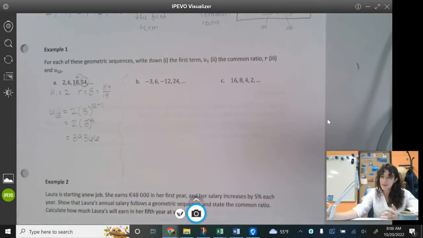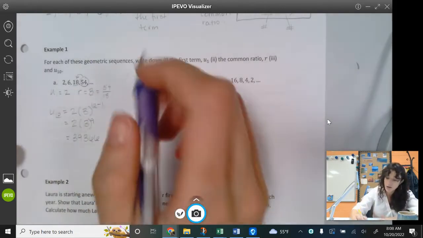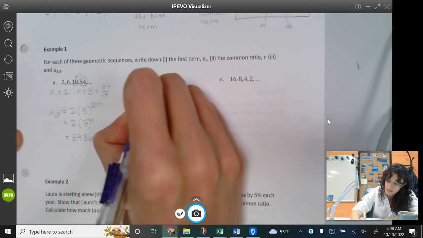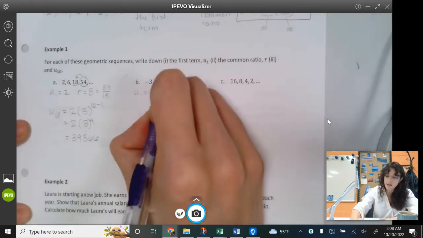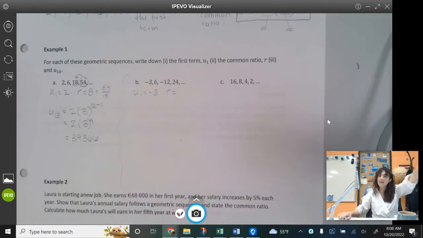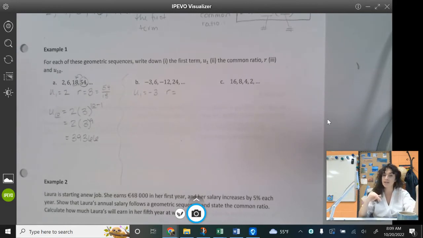Part B. B is super interesting, and it's why parentheses really matter. We notice a couple of things here. We can pull out our u sub 1, pretty easy. It's just that first term, okay? Now r is a little bit interesting. Something that you might notice in part B is it flips from a negative to a positive to a negative to a positive, and it's going to keep flipping like that back and forth.